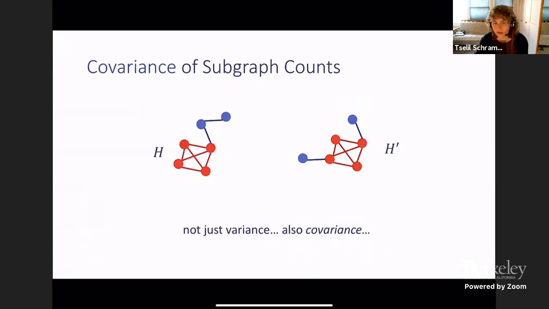The same thing doesn't only control variance, it also controls covariance of different subgraph counts. You can imagine that the same sort of thing will happen for this graph H and this graph H prime, because they both contain a K4. So once there is such a K4, there will be many copies of H and H prime co-occurring.